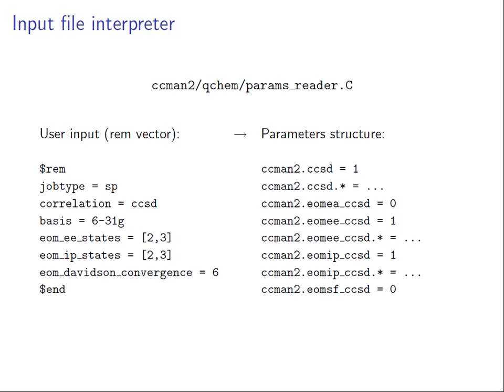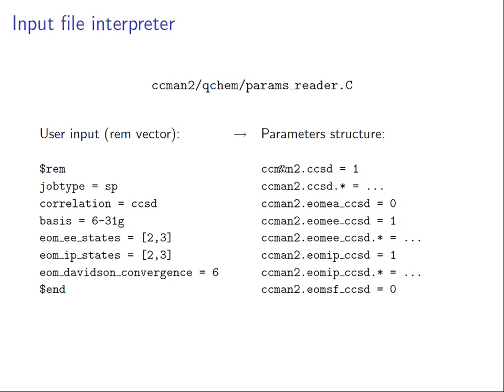All right, and so inside CCMAN2, we have an interpreter for these keywords. It's located in the file called paramsreader.c. And the code in that file essentially does this. It takes the input file, the rem vector, and produces a parameter structure shown on the right here. So this parameter structure has an actual hierarchy in it, so it's a tree.